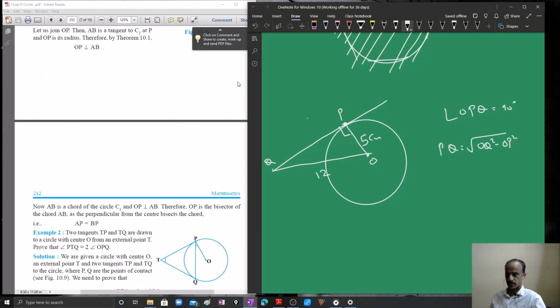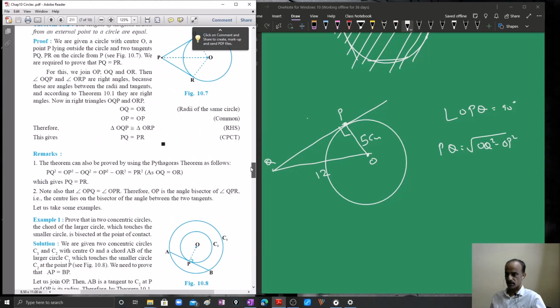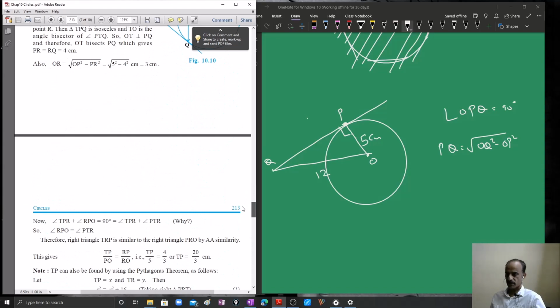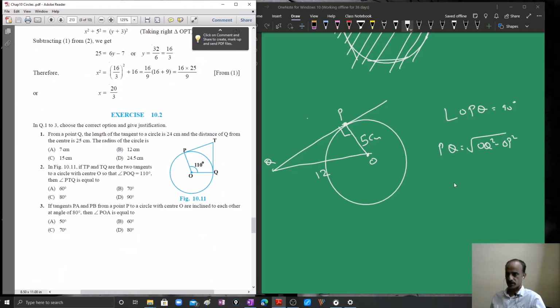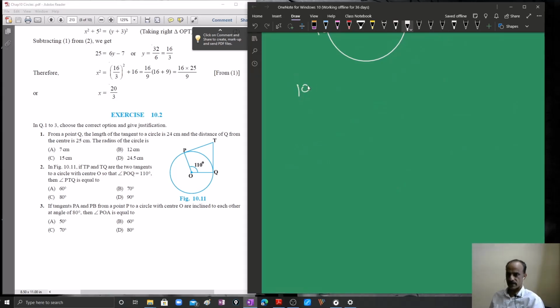Exercise 10.2. We have to solve some examples as well. We will come to that one by one. Before that, let us go to these questions. Exercise 10.2.